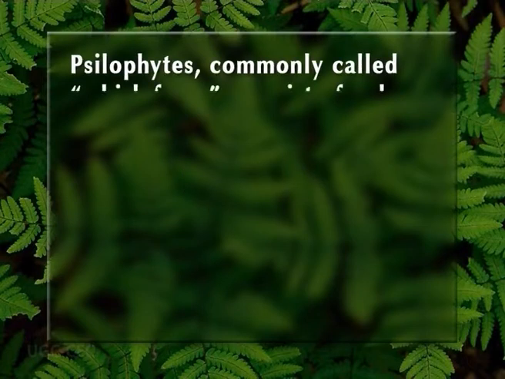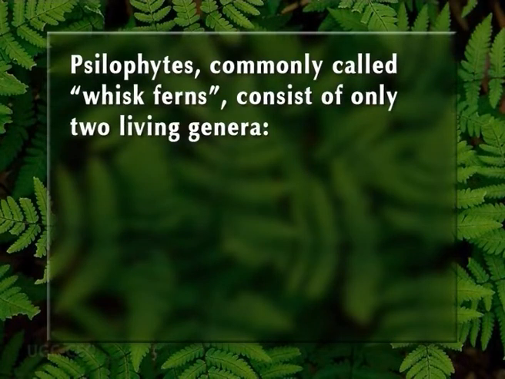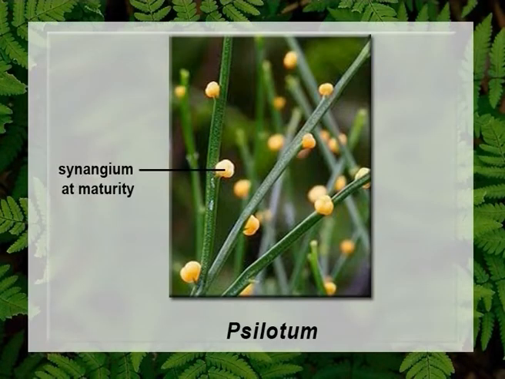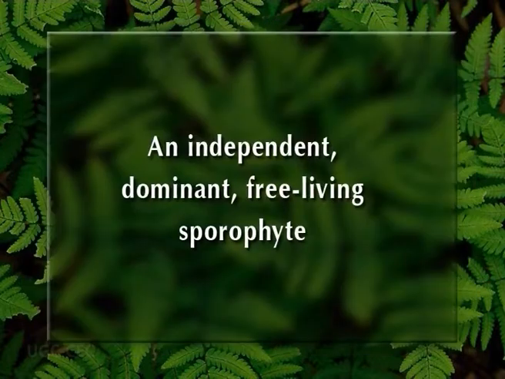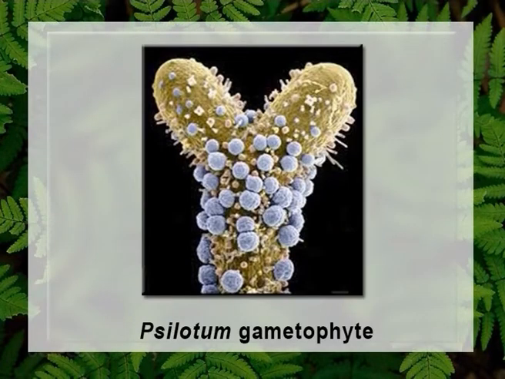The Psilophytes, commonly called whisk ferns, consist of only two living genera, Psilotum and Mesipteris. Psilotum occurs in tropical and subtropical regions of the world, but Mesipteris is restricted in its distribution, mostly in Australia and South Pacific islands. Psilophytes have an independent, dominant, and free-living sporophyte. The haploid gametophyte here is small, subterranean, free-living, and may contain mycorrhizal fungi.